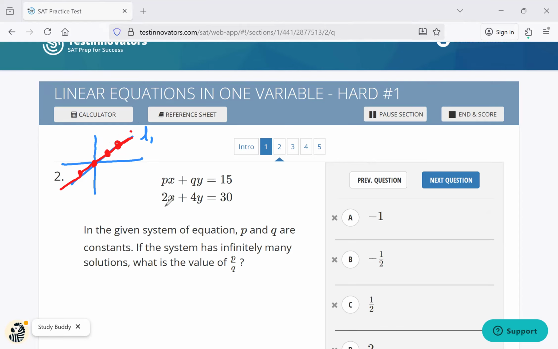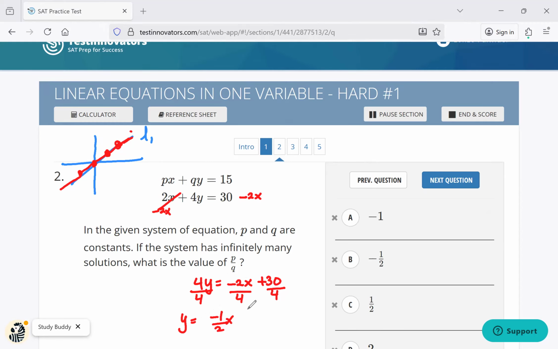Maybe if we look at the second equation, 2x plus 4y equals 30, I would try to get y by itself because it's not in y form. So I'm going to get y by itself by subtracting 2x. So you get 4y equals negative 2x plus 30. Solve for y, so you're going to divide both sides by 4. Negative 2x over 4 could be reduced by 2. So that's negative 1 half x.